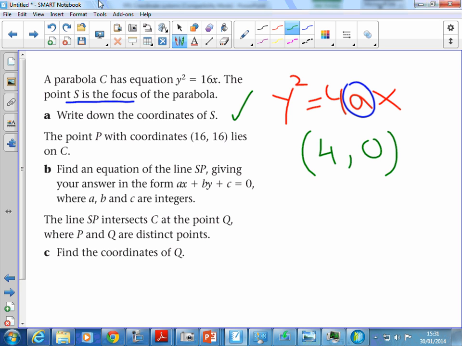Okay, find an equation of the line SP. So this is really a C1 question from here. The only FP1 part was to understand what the word focus meant in this question. The remainder of this question is actually a C1 question. So in order to find the equation of a straight line, it's y minus y1 is equal to m(x minus x1).